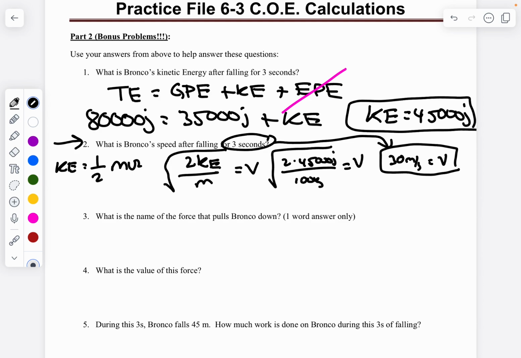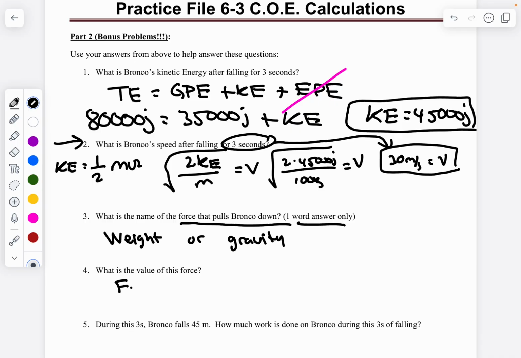Next question. What is the name of the force that is pulling him down? One word only. Okay. Remember, anything that falls freely under the influence of gravity is pulled down by weight, right? His weight is what pulls him down, or, it's just good old gravity. Easy enough.